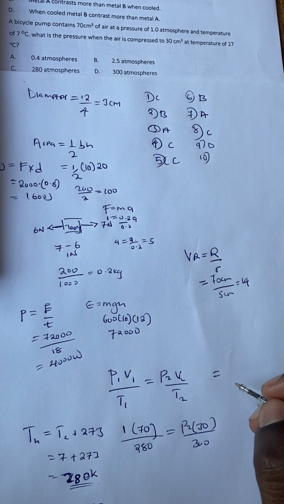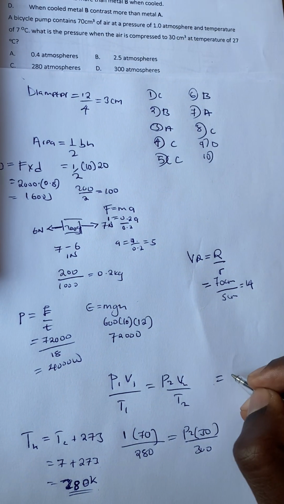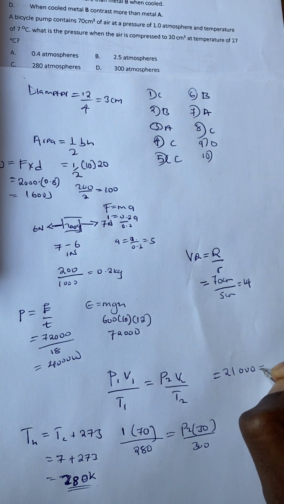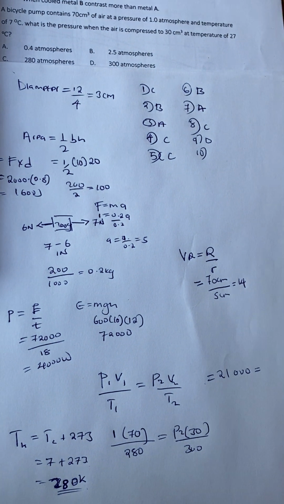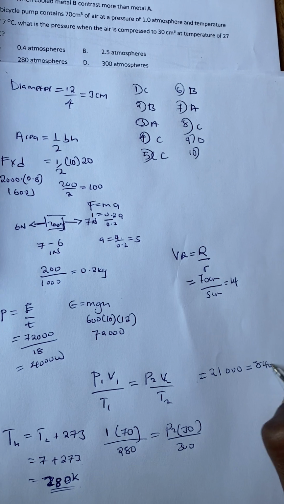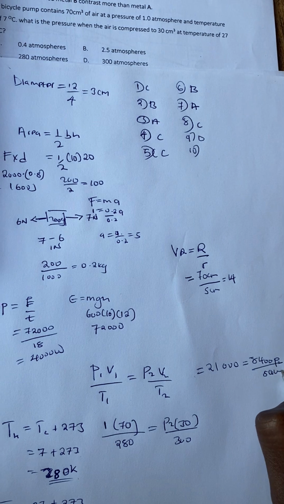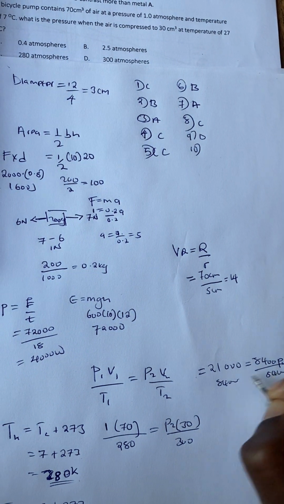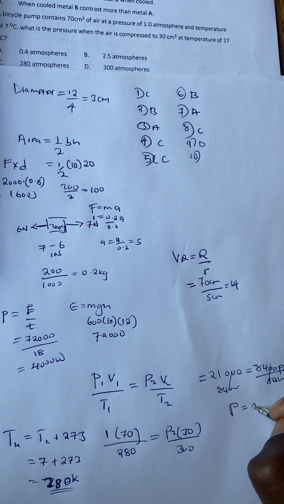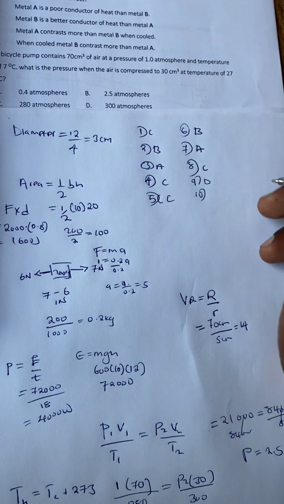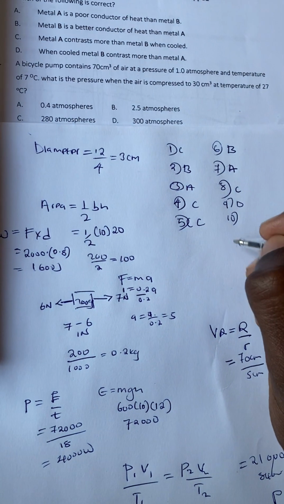Okay, then when I cross multiply, I'll simply get 1 times 70 is 70. 70 times 300, I'll simply get 21,000 is equals 280 times 30, that is 8,400 P2. Over 8,400. When I divide, I'll get pressure 2 to be 2.5. So the answer for question 10 is supposed to be B.